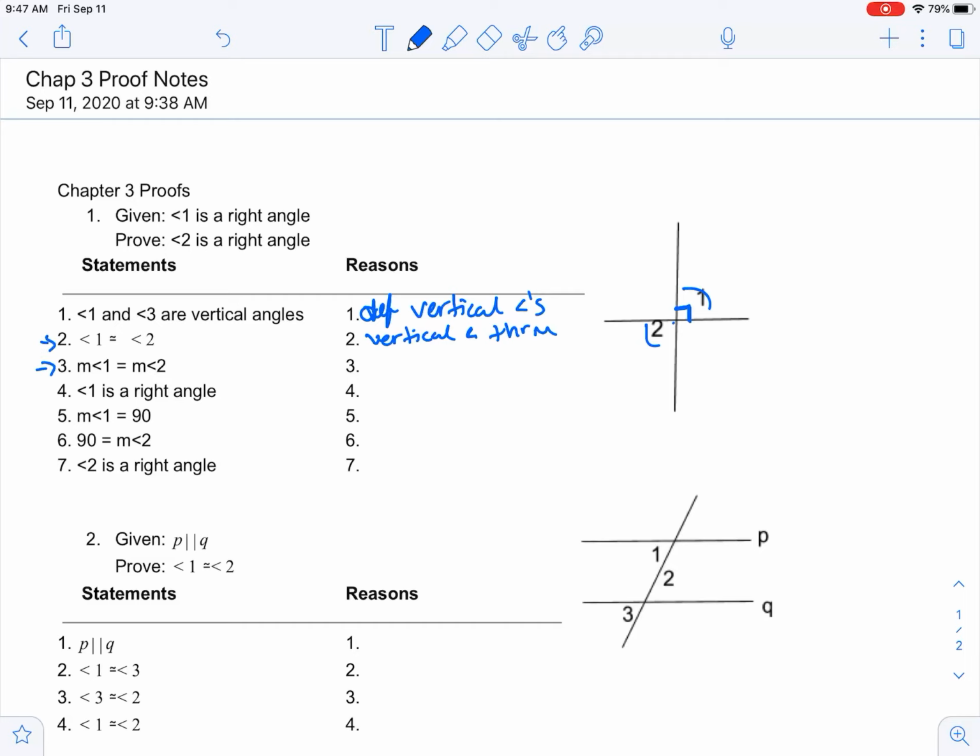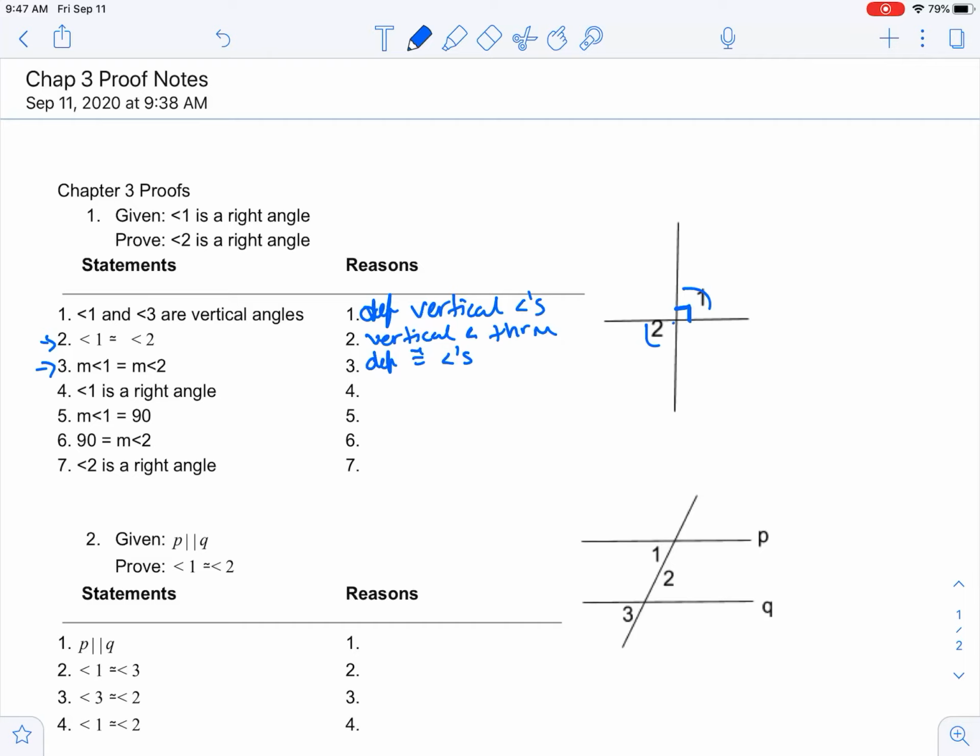Okay, so what changed from step 2 to step 3? My little congruent mark changed to an equal sign. What did we say before we are always using when we go from congruent to equals? We're using the definition of congruent angles or segments. What are we talking about on this one? We're talking about angles. So definition of congruent angles, and I'm going to shorthand it.